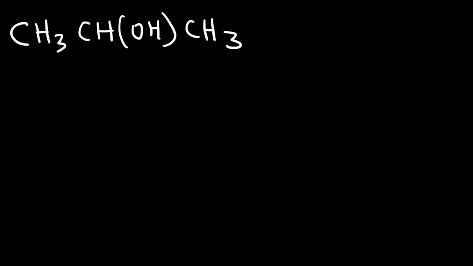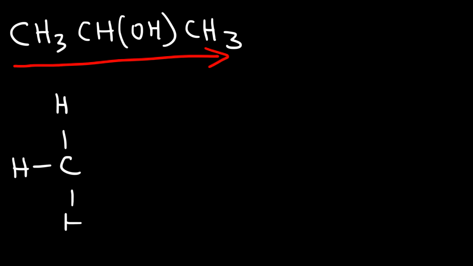Let's consider another example. CH3, CH, in parentheses, OH, and then CH3. So how can we draw the Lewis structure of this particular molecule? And at the same time, what do you think the name of the molecule will be? So starting from the left side and working our way towards the right side, on the left we have a carbon with 3 hydrogen atoms. And then we have another carbon with a hydrogen atom, which I put at the bottom. And then it also has an OH.